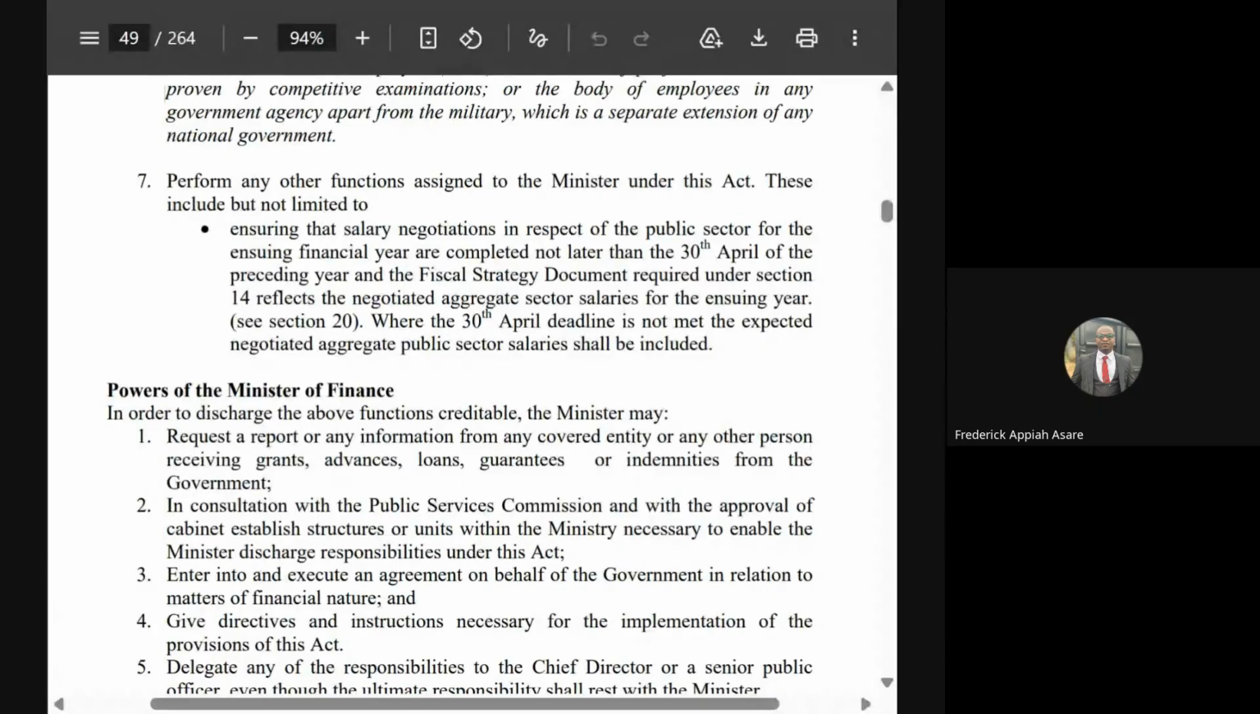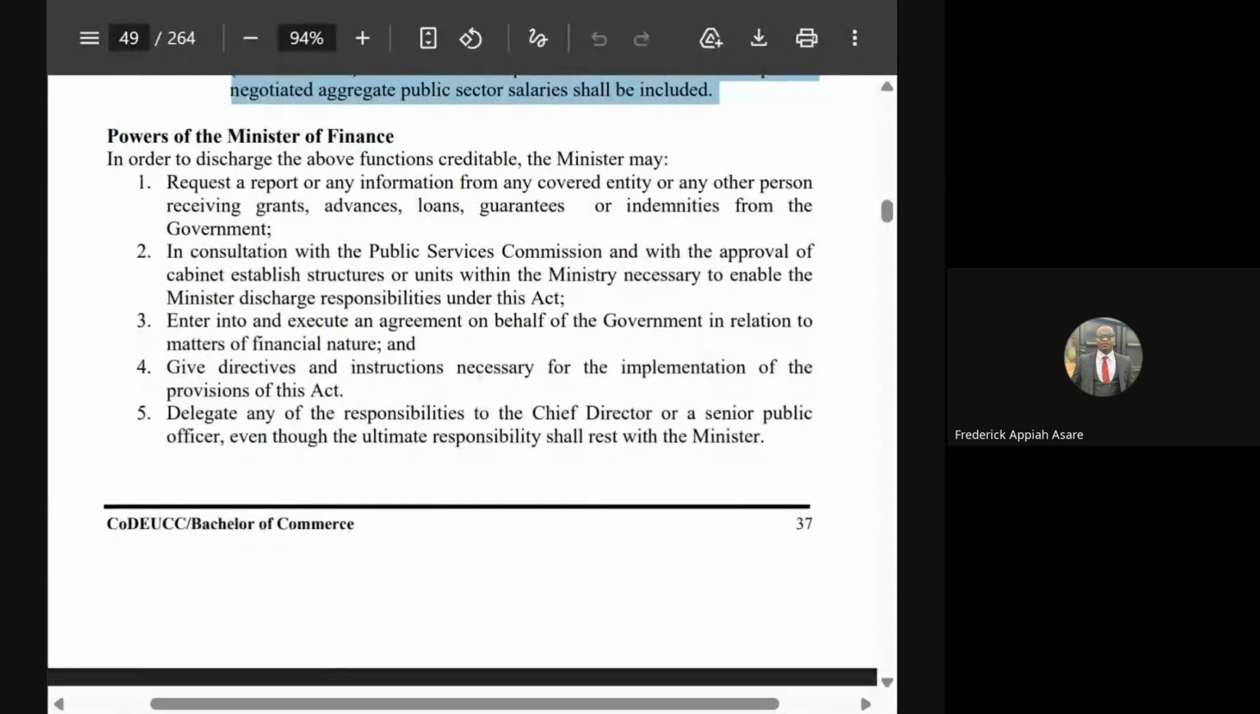And this might not be limited. So this is another way, another responsibility. Now let's look at some of the powers of the Minister of Finance. Let's look at the powers of the Minister of Finance.